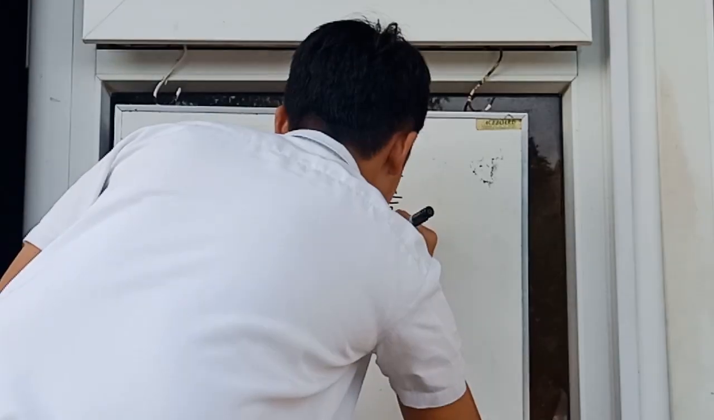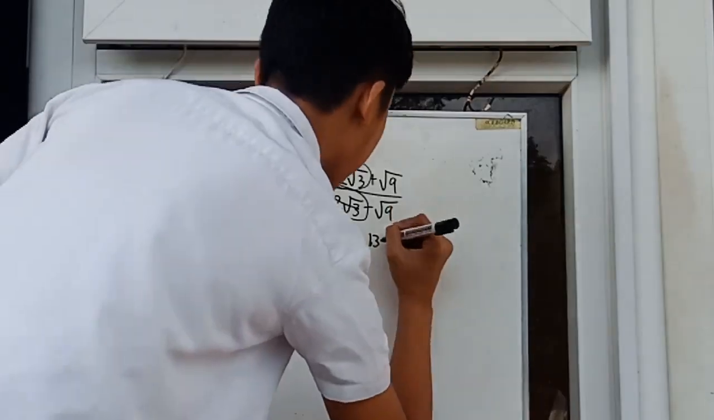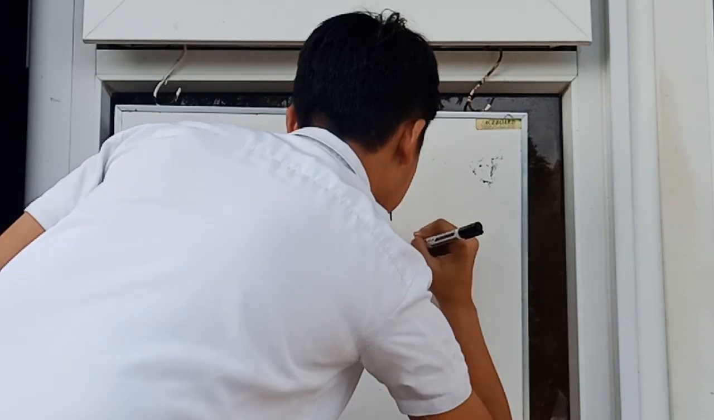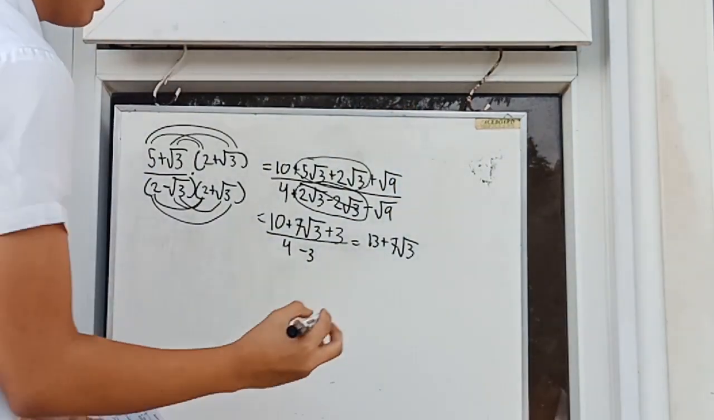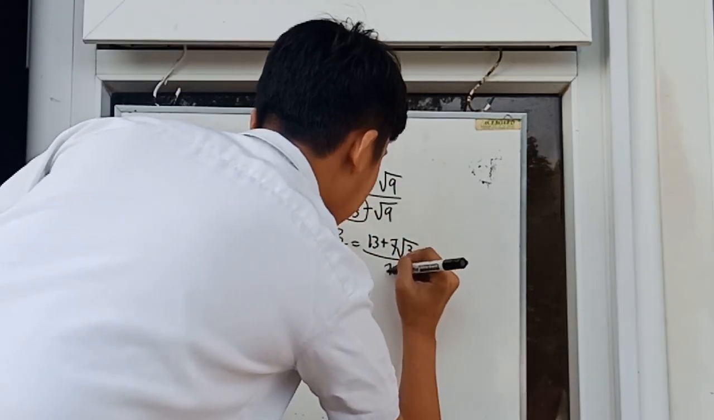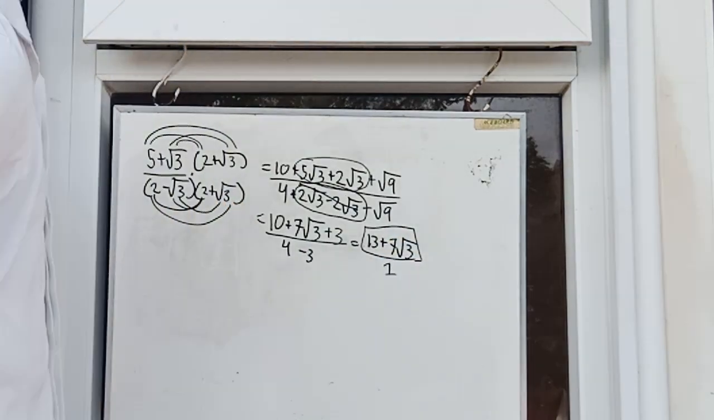So after that, we add 10 with 3. It's going to be 13, plus 7 square root of 3. Now, 4 minus 3 is 1. But it can also be just 13 plus 7 square root of 3.